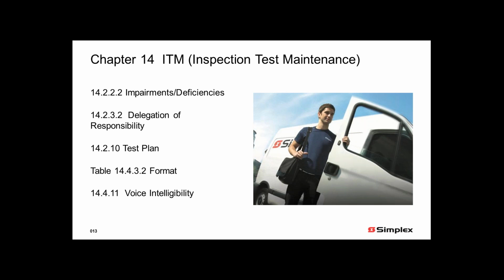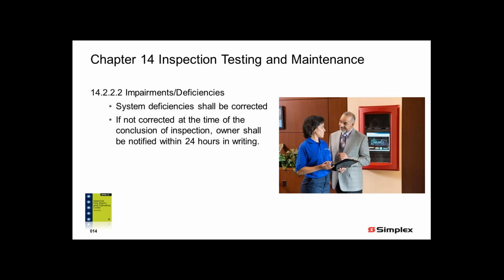In all NFPA documents, you'll see a designation like 14.2.2.2, for example, in the first section. So 14 will always reference the chapter that it's in, and then the .2.2.2 in this case is the actual section. So we're going to go through these, and I have the references there for you as we go along.